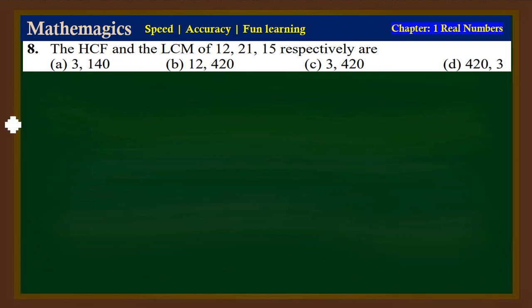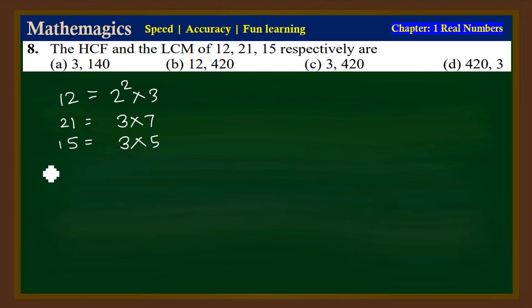Now, question number 8. The HCF and the LCM of 12, 21 and 15 respectively are. So again, we have to factorize all these to find the LCM and HCF. So 12 becomes 4 times 3, which means 2 to the power 2 multiplied by 3. 21 becomes 3 times 7, which means 3 into 7. 15 becomes 3 into 5. Now, the LCM is equal to and HCF is equal to.